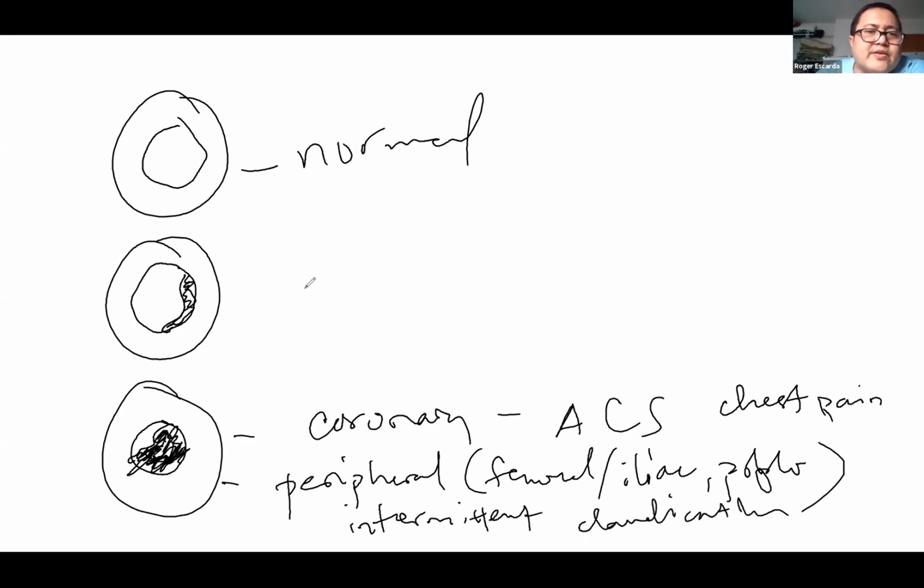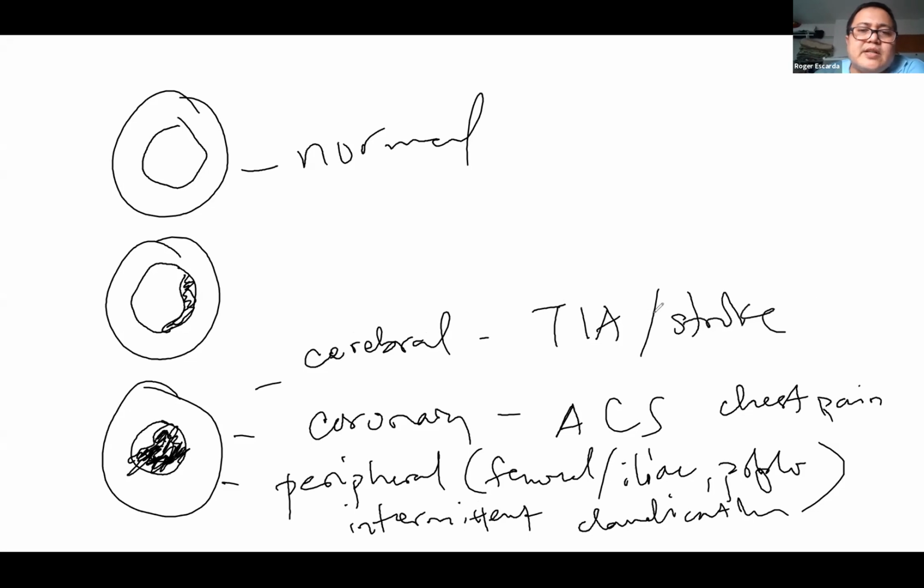And then now here, what if it occurs in a cerebral artery? This is now a TIA or stroke, depending on how severe the atherosclerotic plaque is. So as you can see, it's really the same pathophysiology. All the risk factors here are the same. You have an atherosclerotic plaque which can form in any artery. So let's say it forms in a coronary artery. So this one would be, let's say, chronic stable angina.